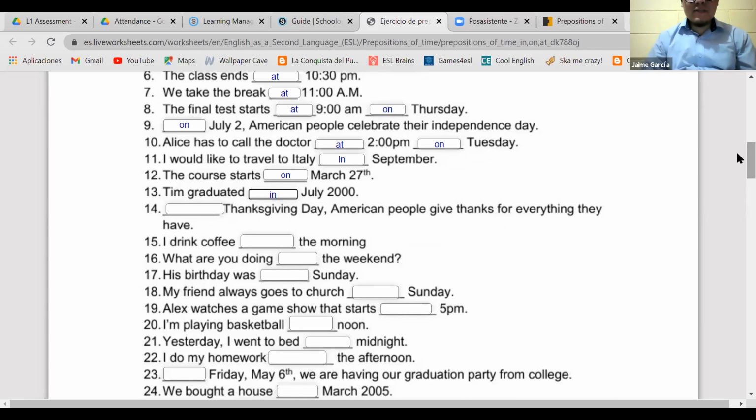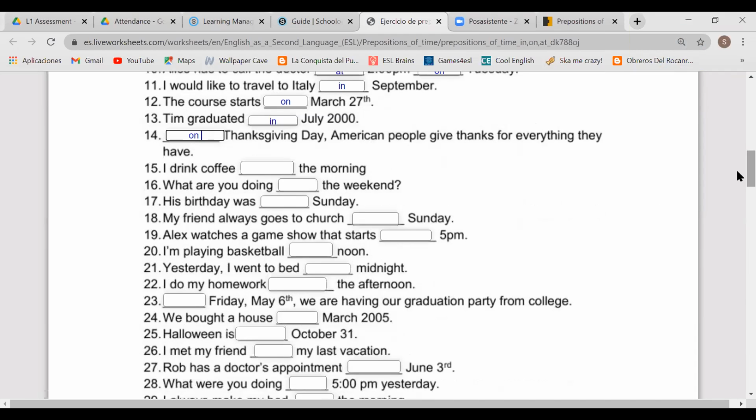Thanksgiving Day, American people give thanks for everything they have. On. At. At, on, in, so, what? I think it's on because it's one day. On, one day. Yes. Thanksgiving is not a holiday period, guys. It's just one day celebration. So? Día de Acción de Gracias. So on Thanksgiving Day.